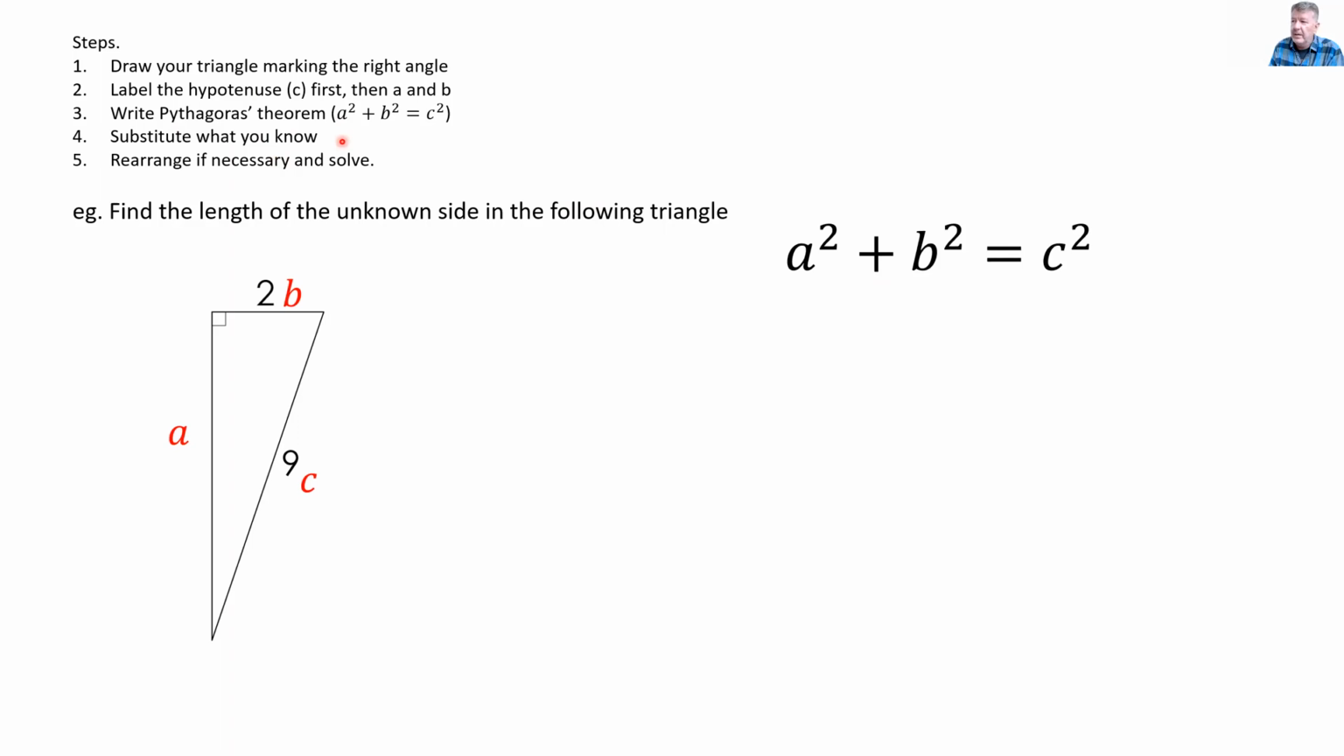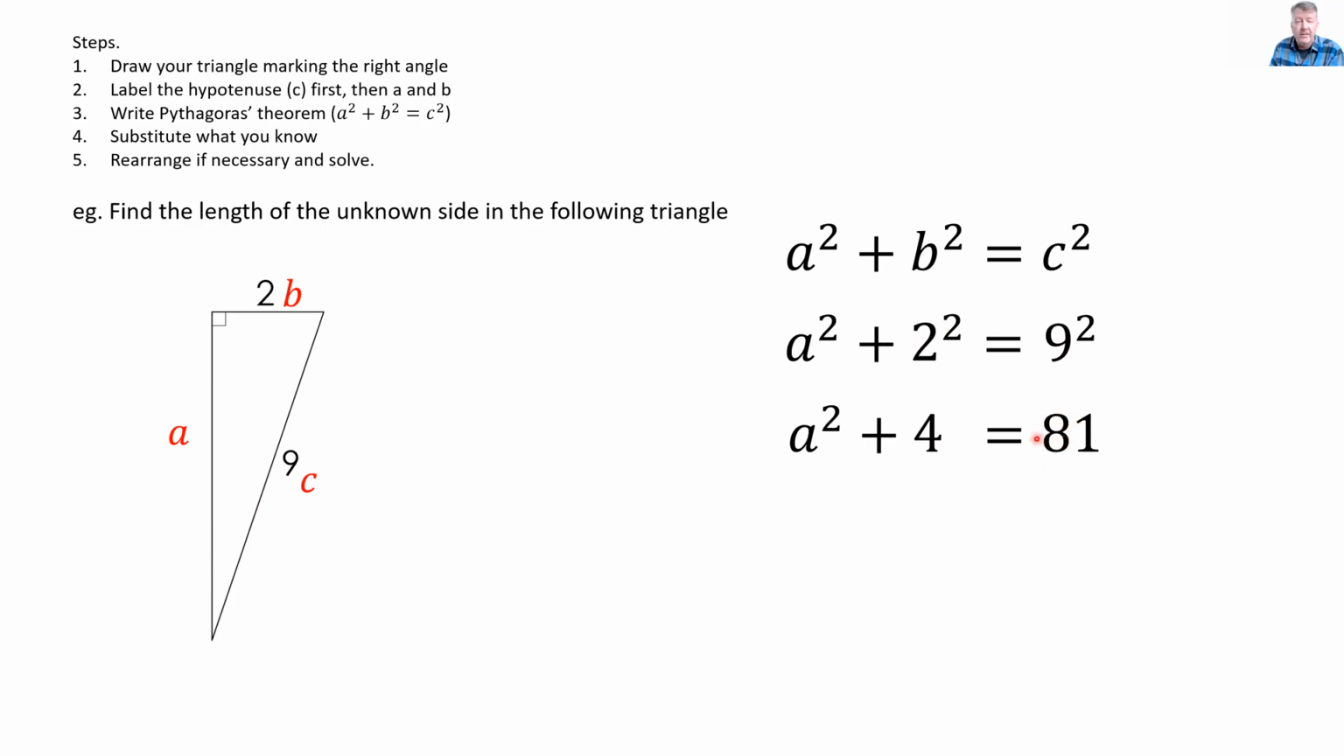And substitute what we know. Well, do we know the A? No, we don't. So all we're going to do here is keep writing A squared. We know the B, which is 2, so it's going to be plus 2 squared. And we know the C over here, which is, of course, 9, so equals 9 squared. We can simplify this a bit. We know what 2 squared is, so we'll keep the A squared for now, plus 4, and we know 9 squared is 81.